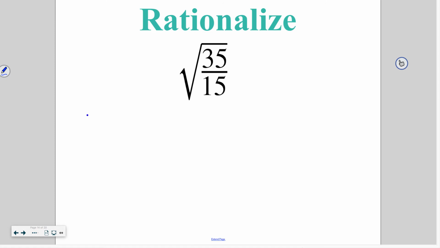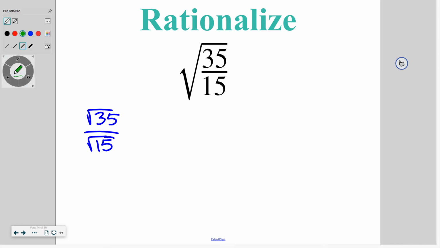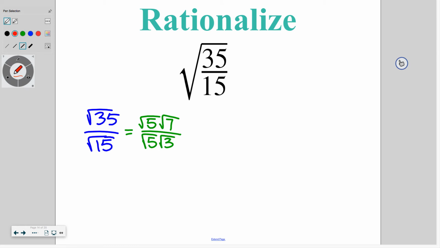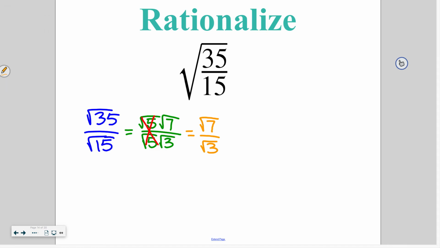So the first thing I'm going to do is split it up into the square root of 35 over the square root of 15. Now, neither of those can be divided by a perfect square, but we can still simplify it. So I can still break 35 up into 5 and 7, and 15 can be broken up into square root of 5 and square root of 3. Those square roots of 5 cancel each other out, so our problem is currently at square root of 7 over square root of 3. Again, there's still a square root in the bottom, which we don't like.